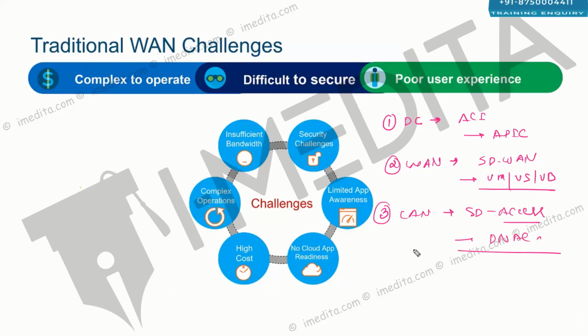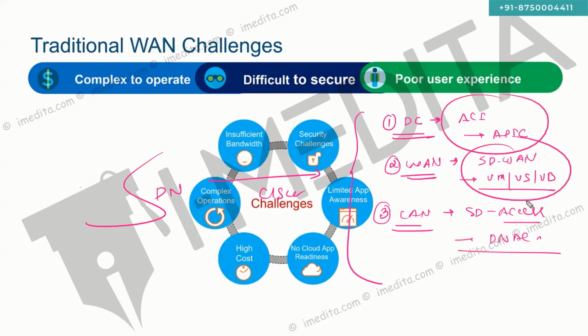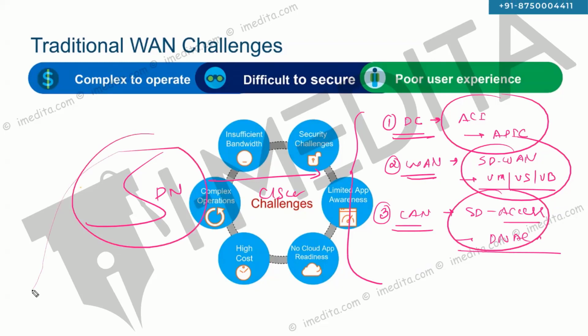So what I'm trying to say is that if you want to have an end-to-end SDN solution in your enterprise network, purely based on Cisco, it is possible. In your data center, you can implement ACI EPIC. In your WAN, you can implement SD-WAN. And in the LAN, you can implement SD access. And you will have the end-to-end SDN solution completely based on Cisco.